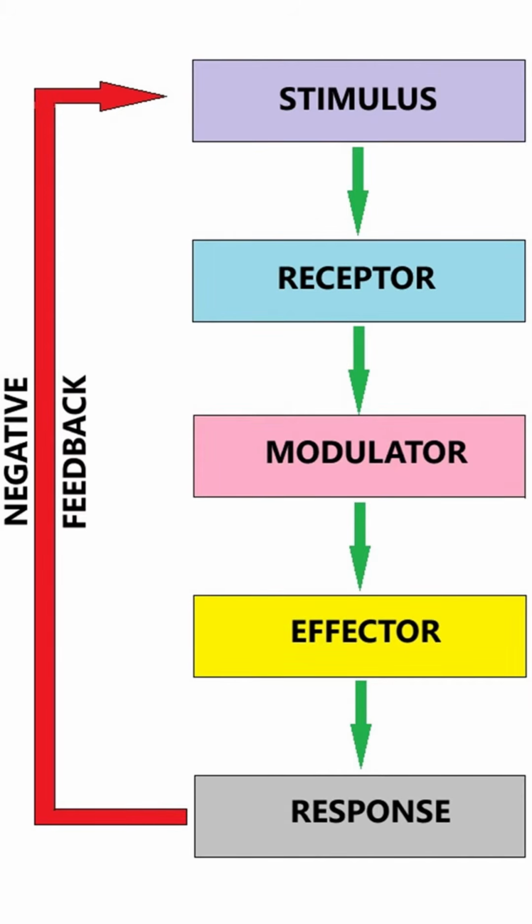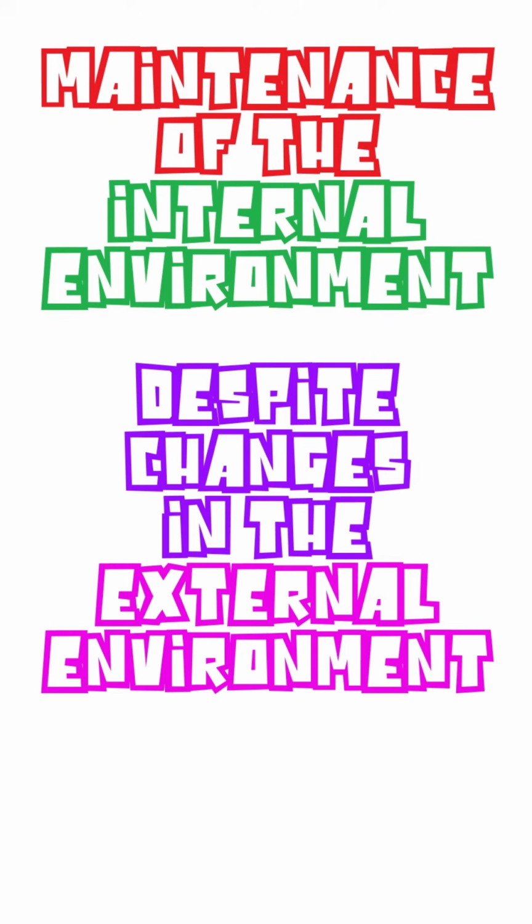The stimulus response model is used for homeostasis, and the definition of homeostasis is the maintenance of the internal environment despite changes in the external environment. So if we think about the human body, for any parameter like water concentration in the blood or body temperature, there is a predefined level that the body likes that parameter to be at, and we call this the set point. However, it's very rarely at that set point.